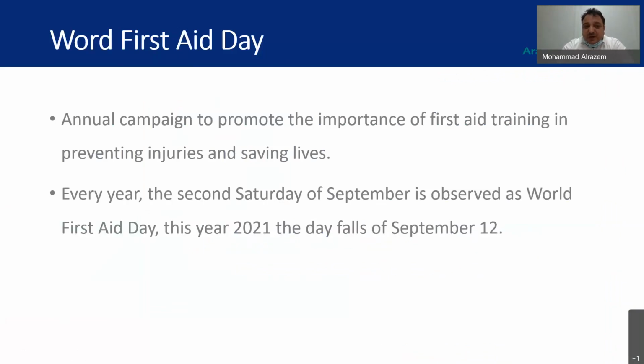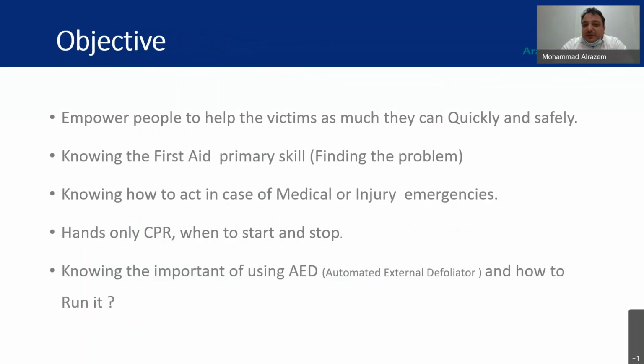Now, in this webinar, our objective is to empower people to help the victims as much as they can, quickly and safely. Why am I emphasizing this quickly and safely? Because most people want to help, but sometimes they help unsafely. Maybe they harm themselves or others. Sometimes they rush quickly but unsafely, and sometimes they act more safely but do not act quickly.